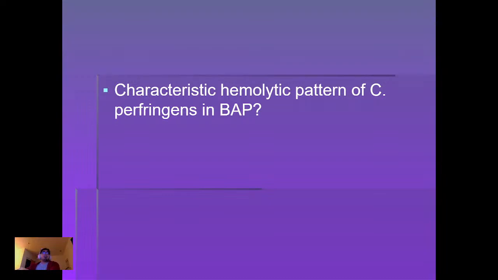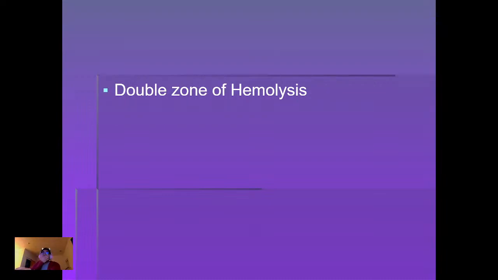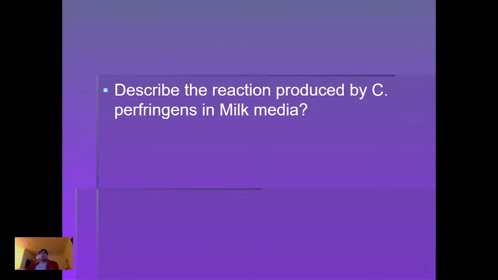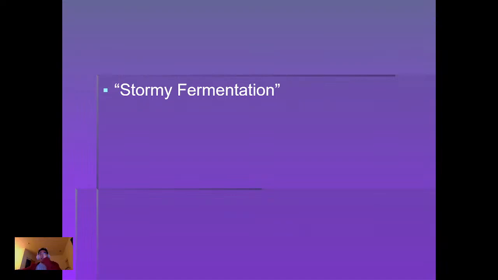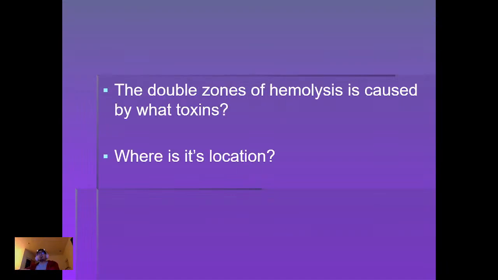Okay. Next, we have the characteristic hemolytic pattern of Clostridium perfringens. It's the only one that has double zone of hemolysis, double zone of complete hemolysis, by the way. And then it also has a specific appearance when you inoculate it in milk media. And it has what you call stormy fermentation. And again, it looks like a bunch of clouds.